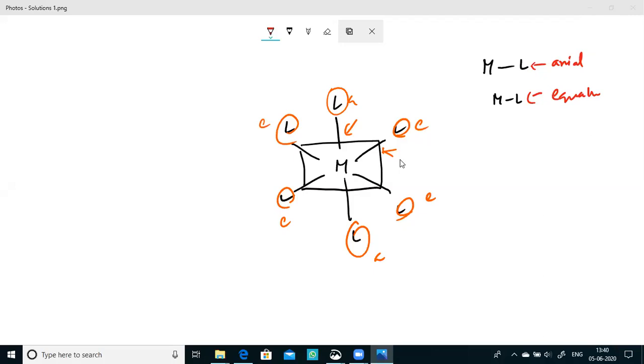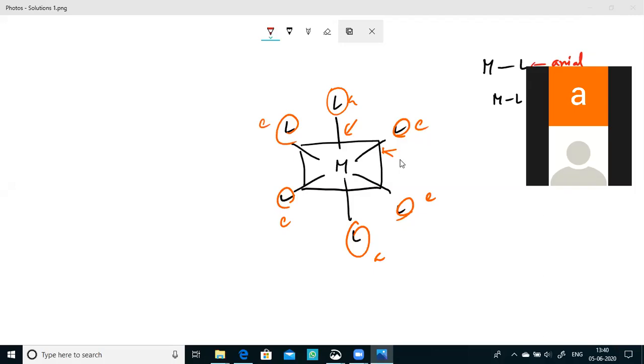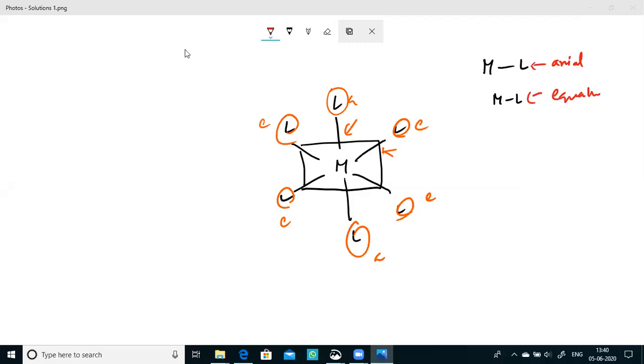The axial metal-ligand bond has more length compared to the equatorial. This we call Jahn-Teller distortion. Now I will share the screen.